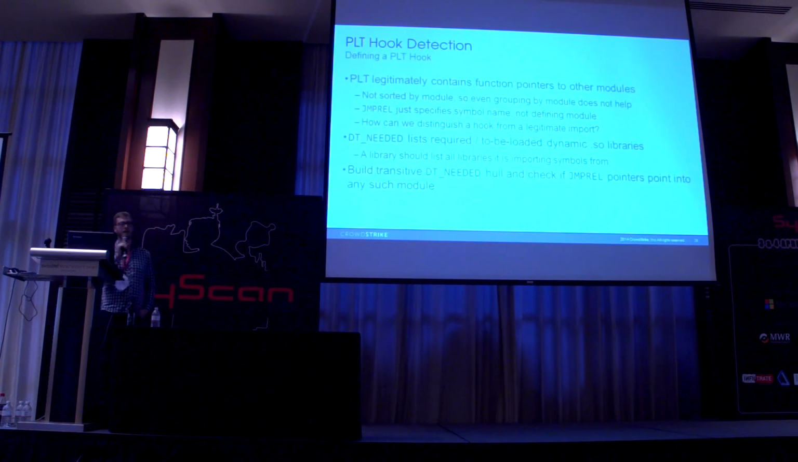Okay, so how do we define a PLT hook? For our sake, the PLT always contains function pointers to other modules because you import functions from other modules. And it's not sorted by modules, so even if you group by modules and see if it isn't in the right order, that doesn't help. The jump rail relocation just specifies a symbol name, but not from which module the symbol needs to be imported, which is kind of messy.